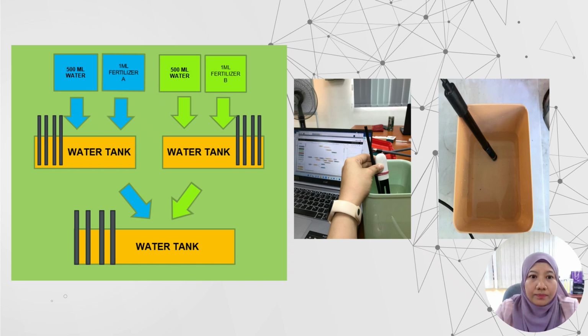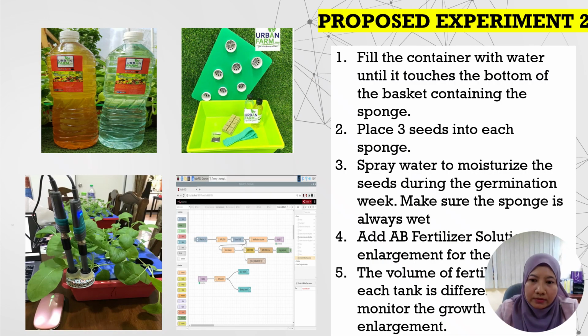For the purpose of experiment number 2, we will fill the container with water until it touches the bottom of the basket containing the sponge, and we will place 3 seeds into each sponge and spray water to moisturize the seeds. During the germination week, make sure the sponge is all wet. Then we will add the AB fertilizer solution for the enlargement of the plants, and we will monitor the different growth of the plants according to the volume of fertilizer.